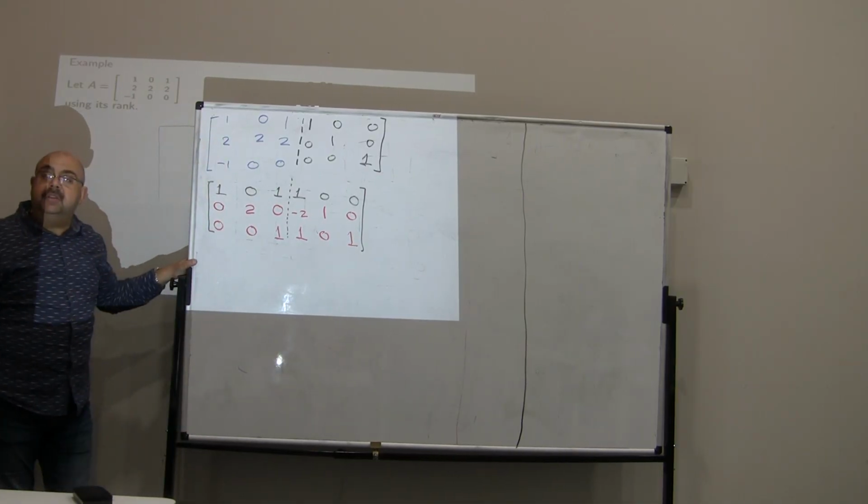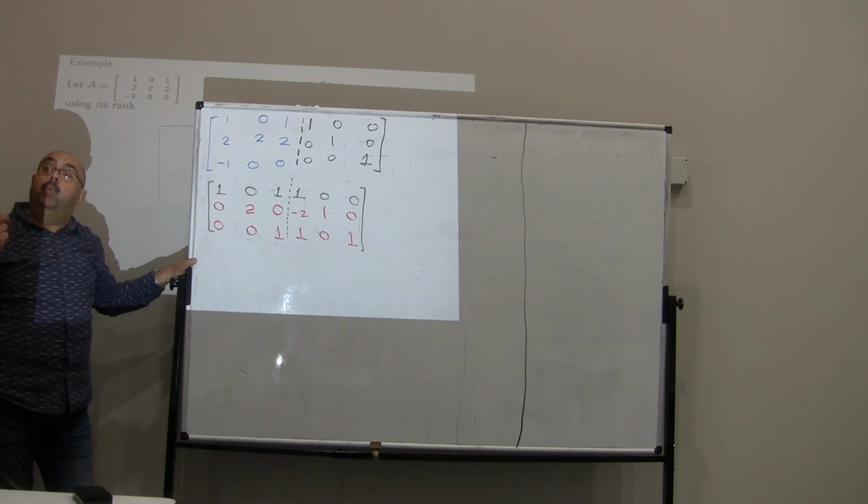Now I have changed the last row. So we do it like this: multiplying one of the rows by a number and adding it to another row.